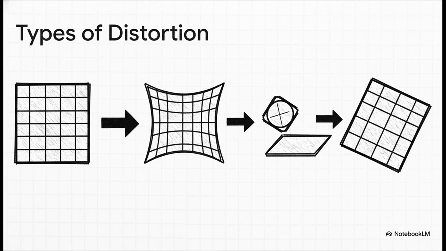Light that hits the edges of the glass gets bent more than the light hitting the center. This causes straight lines in the real world to bulge outwards like a barrel or get pinched inwards like a pincushion. Then you've got tangential distortion. That's a bit more subtle. It happens when the lens and the image sensor aren't perfectly parallel, which can make the image look just a little bit stretched or skewed.